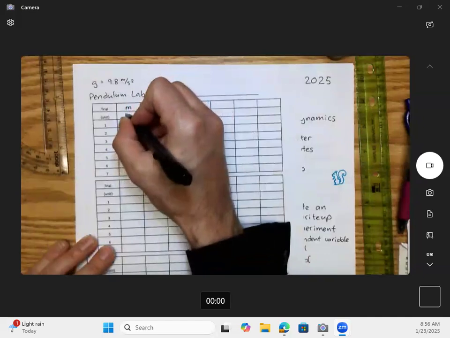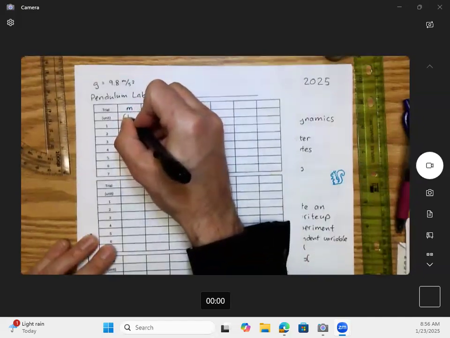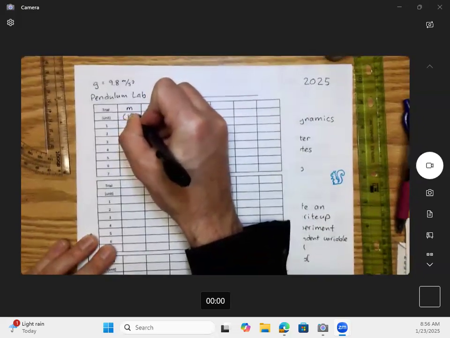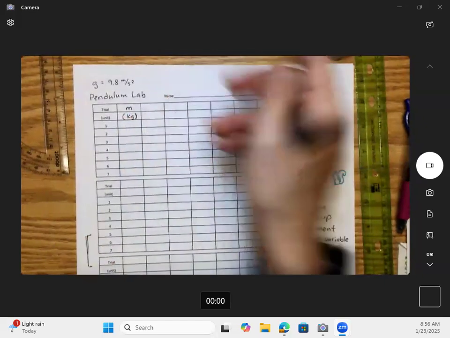But there's mass, and what do you want to measure mass in? You can go grams or kilograms. I'll leave it up to you. You know the base SI unit is kilograms. But these lab masses are really tiny.